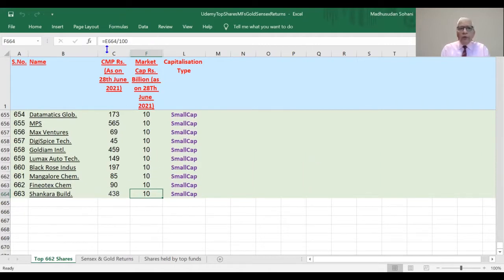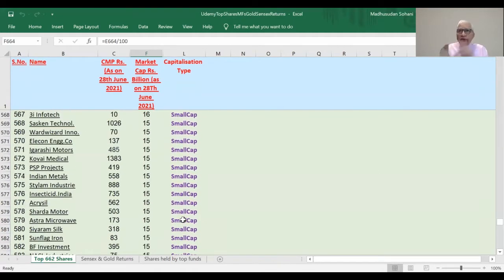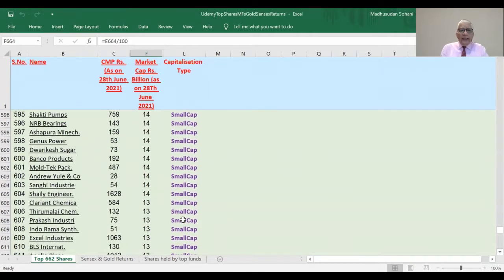This is a rounded off number. If you can see the formula here, I'll be attaching this spreadsheet in the form of the course material, so you can at leisure go through the names of the shares and see the formulas applied. So the market capitalization classification is: large cap, top 100; mid cap, next 150; and all others after 250, everything else, is small cap. Okay, fine. Now, this is the market capitalization of shares.